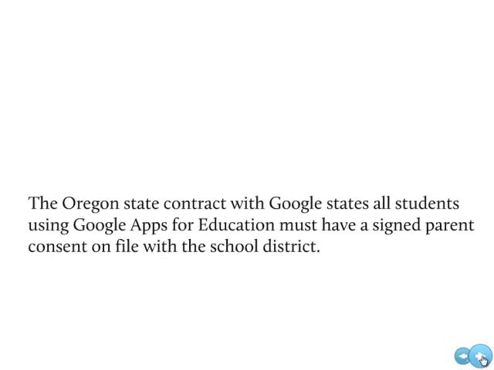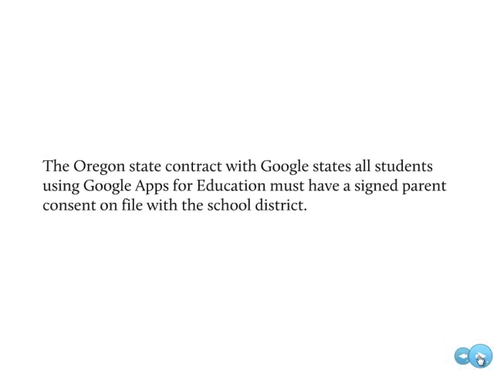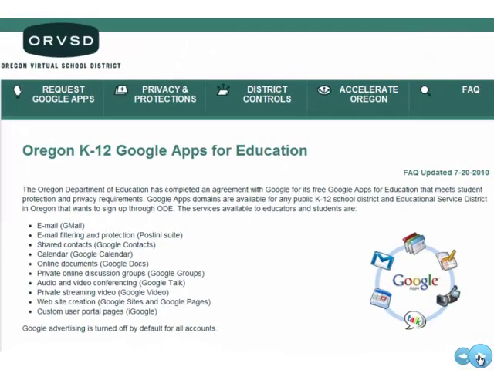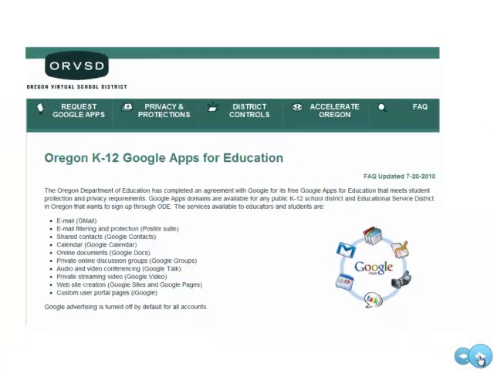So let's start by looking at what Oregon has done. Oregon State actually entered into a contract with Google and is offering Apps domains to all their districts in the state. One of the things they're requiring is that all students with accounts have to have a signed consent form on file with the school district. If you wanted to dig in and do your own research, the Oregon Virtual School District site has some great resources on how they went about setting this up.